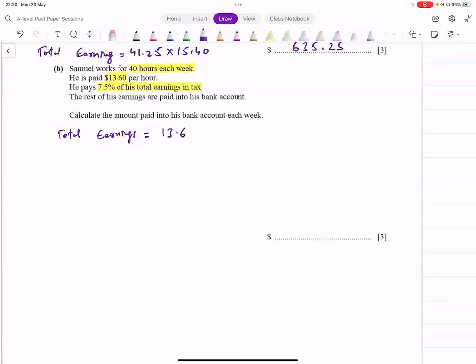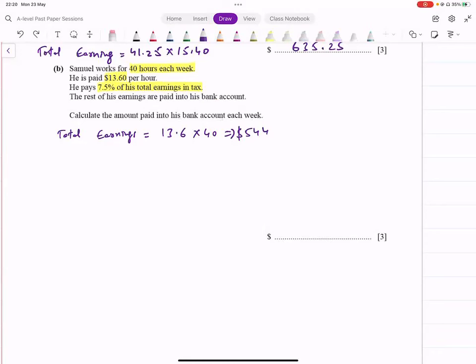$13.6 per hour मिल रहा है. इसको number of hours से multiply कर दें. What do we get from that? 13.6 into 40. That gives me 544. This is how much he is earning every week. $544. Now 7.5% of this goes in tax. बाकी जो है वो बैंक अकाउंट में जाती हैं. अब बैंक अकाउंट में कितनी गई हैं वो फिगर आउट करना है.